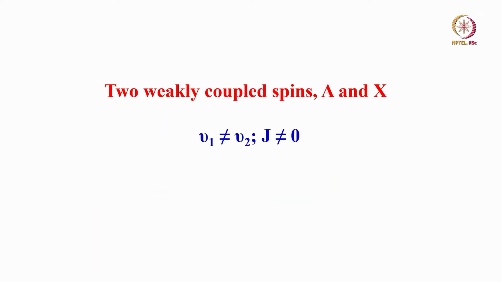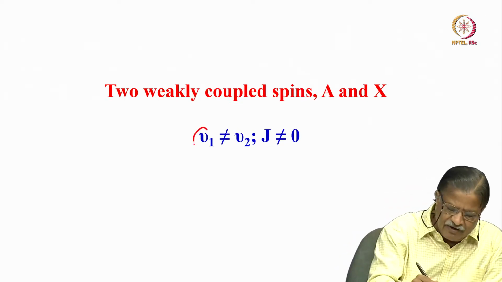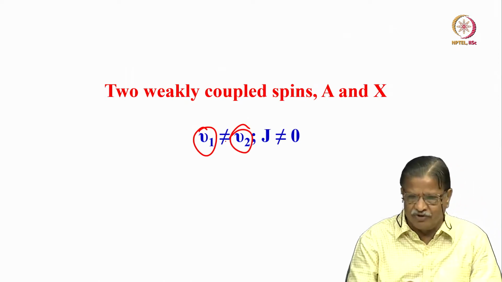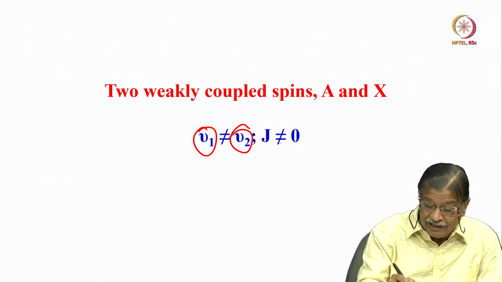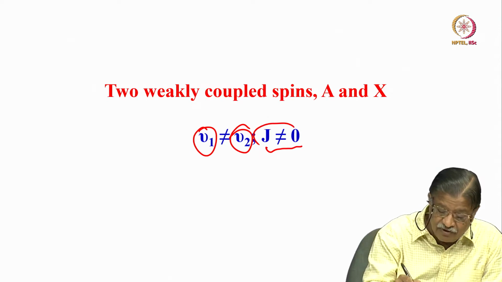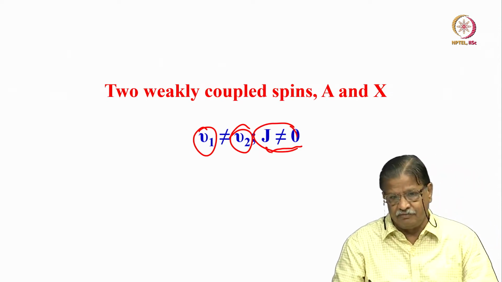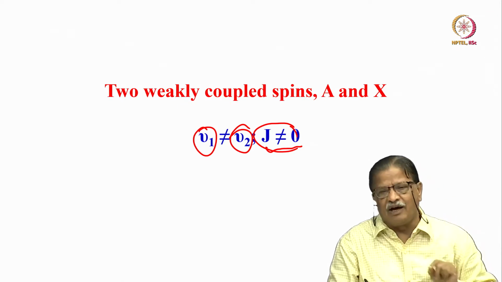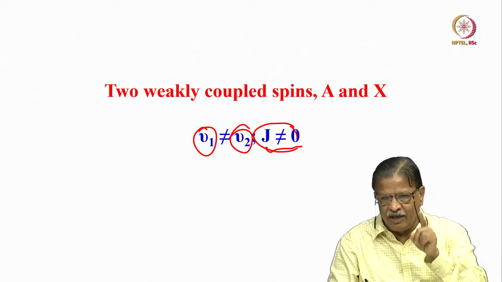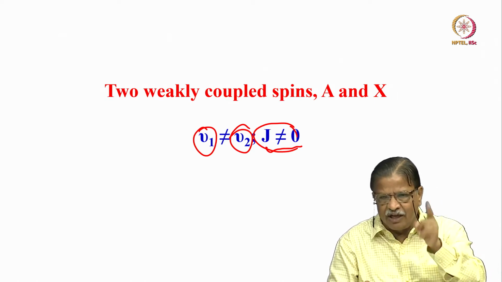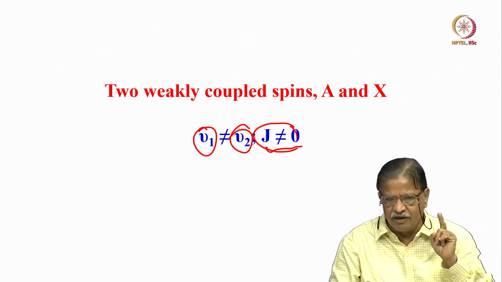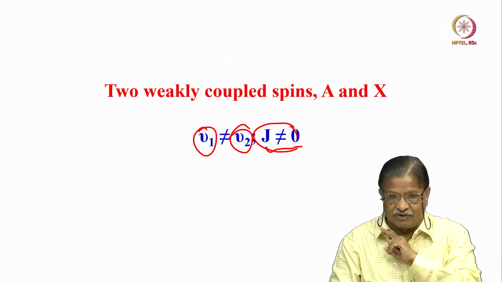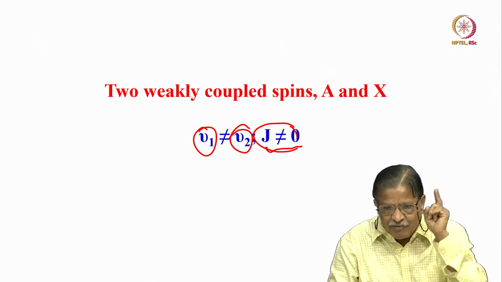Now we will consider a situation with 2 weakly coupled spins A and X, where nu1 is not equal to nu2, of course, because of A and X, and in that situation J is not equal to 0. We will bring in the J interaction now. What do you have to do when you bring in J interaction? You have to bring in the H1 Hamiltonian also. In the previous case we ignored H1 and took only H0. Now we have to consider both H0 and H1, and then follow the same procedure.